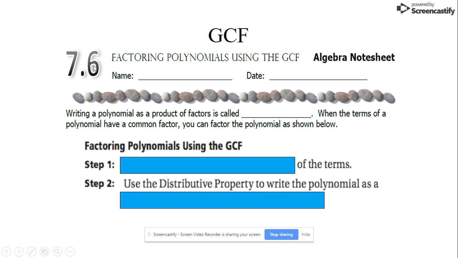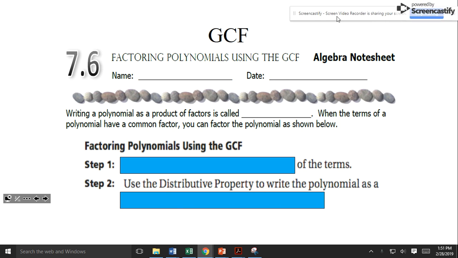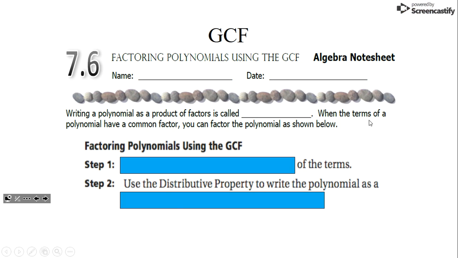Okay, this is take one of factoring polynomials using the greatest common factor. If you were absent, you're going to have to figure this out. If you were in class, it should be practice. So make sure you put your name and the date on this. As it is a homework, you'll turn it in.